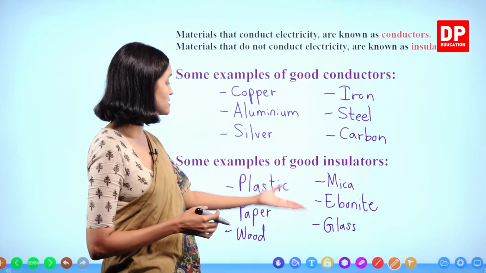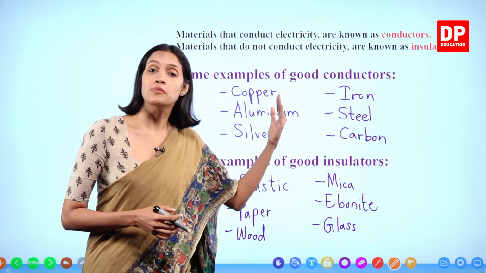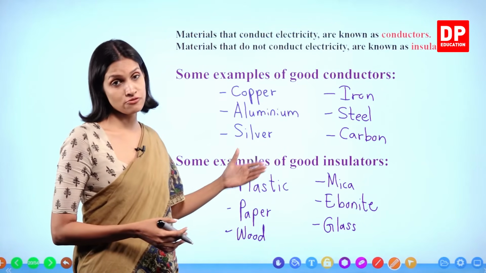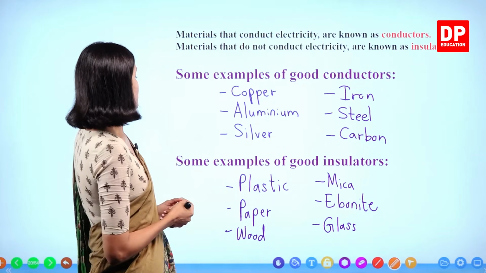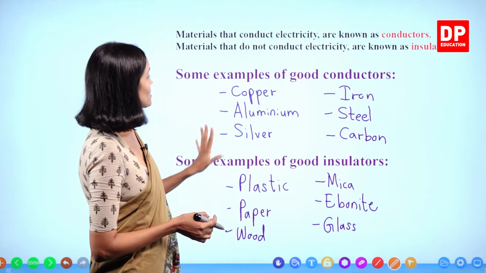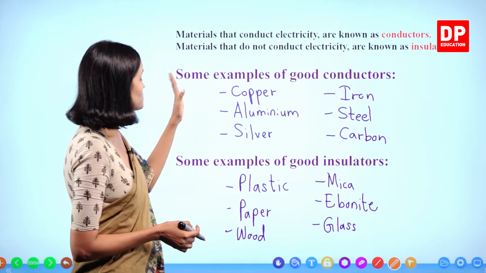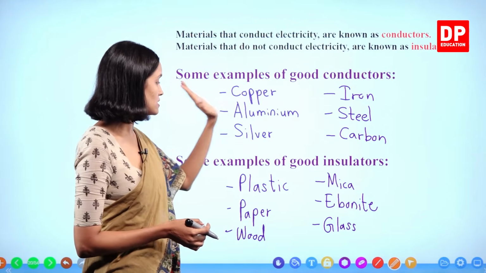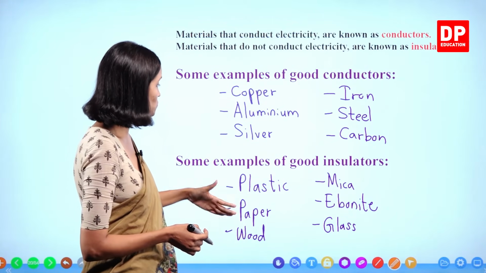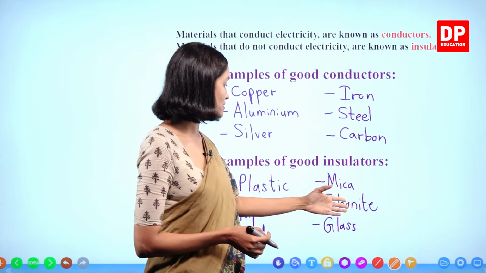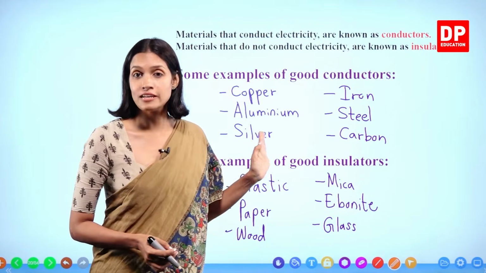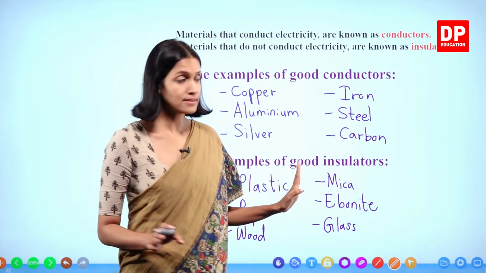You can find more examples and more information on what are the conductors and what are the insulators, and you can write a longer list for this one, okay? So examples for conductors: copper, aluminium, silver, iron, steel, carbon. And examples for insulators: plastic, paper, wood, mica, ebonite, glass, clothes, okay? They don't conduct electricity. Okay, children?